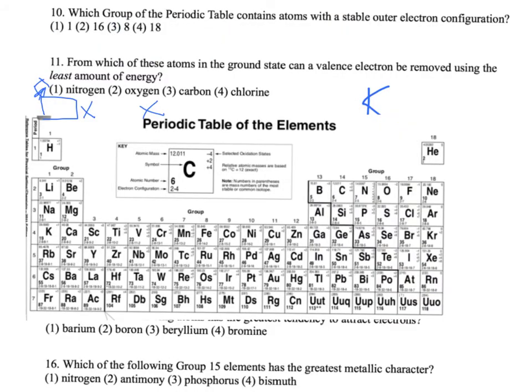Question number 10 asks us which atoms on the periodic table have the stable outer electron configuration, and remember that represents the noble gases, and the noble gases are found over here in group number 18.